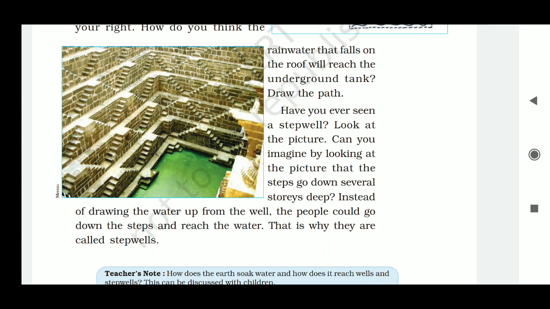It is a step well where steps are provided in order so that people can go down the steps and reach the water.